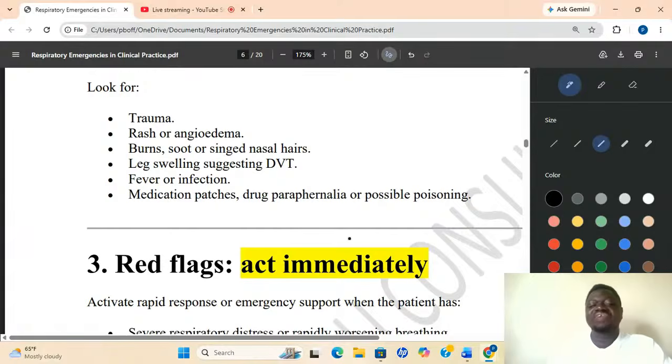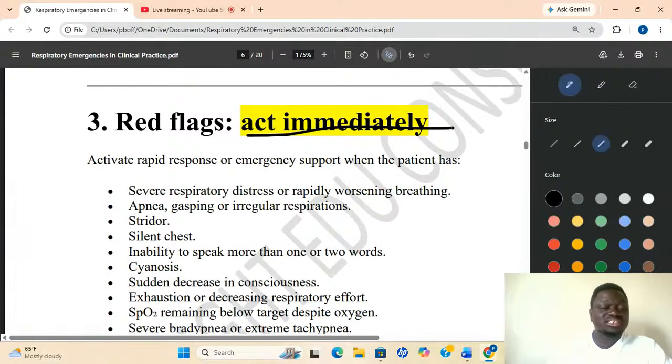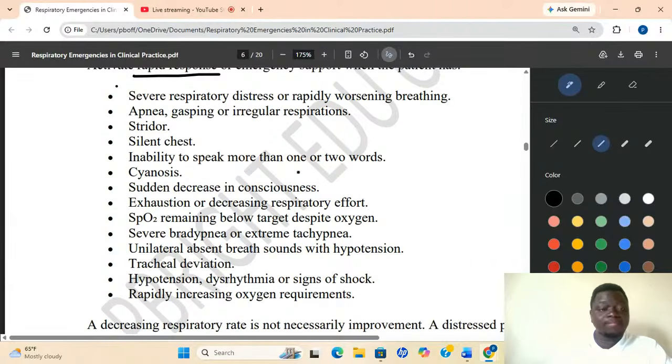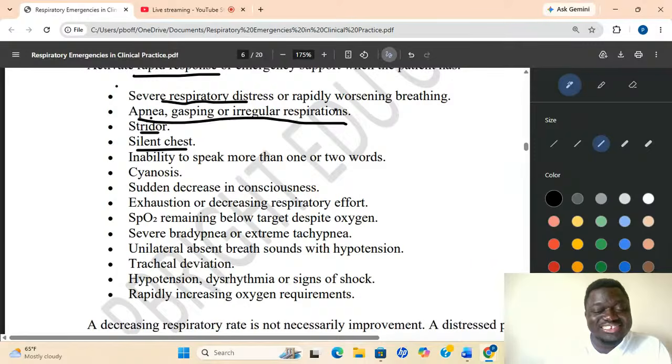Now let's look at the red flags that you must act on immediately. When you see any of these signs, activate what? The rapid response or call for the emergency. Silent chest, stridor, apnea with gasping and irregular respiration, especially in children. Severe respiratory distress or rapidly worsening breathing, respiratory rate crashing. Inability to speak more than one or two words, asthmatics and COPD patients, they will come.